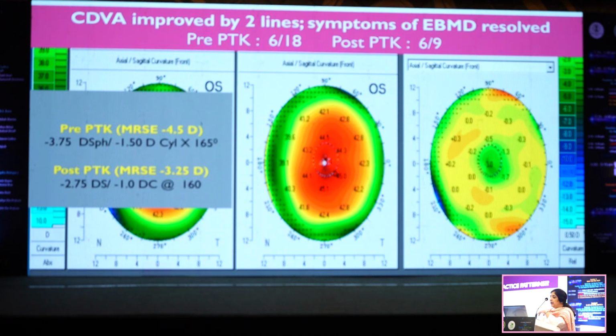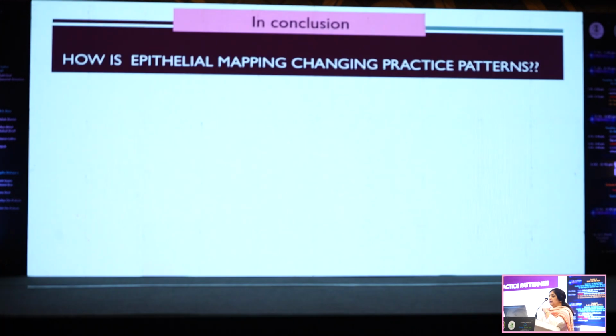So in conclusion, how is epithelial mapping changing practice patterns? The first one, which I haven't mentioned here, is the transepithelial PRK, which is being done now with the Streamlight and all. So all patients who are planned for a transepithelial PRK, one must look at their epithelial profile, because if an irregular epithelium is there, then trans PRK may not be the best thing, and mechanical removal may be advisable.